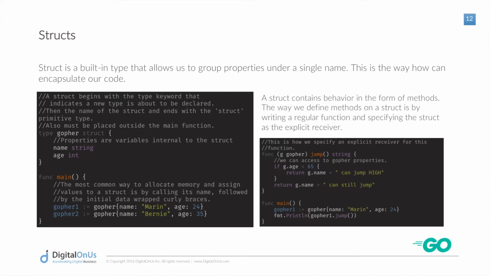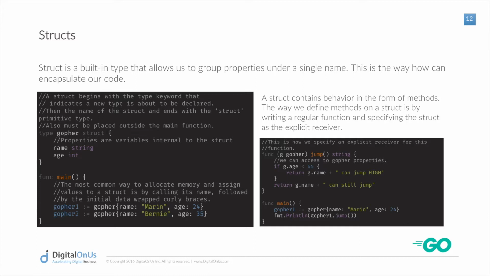This is the way we can encapsulate our code. A struct begins with the type keyword that indicates a new variable is about to be declared. Then, the name of the struct, and end with the struct primitive type. The most common way to allocate memory and assign values to a struct is calling it by its name, followed by the initial data wrapped in curly braces, as we can see in the left code.